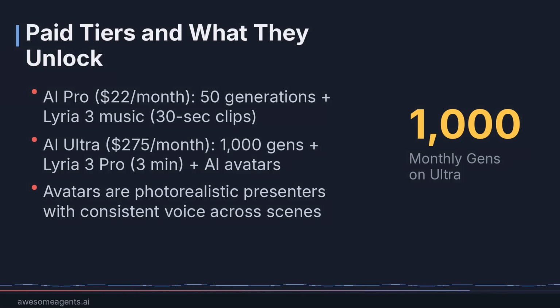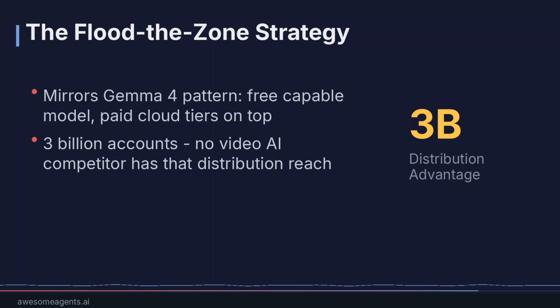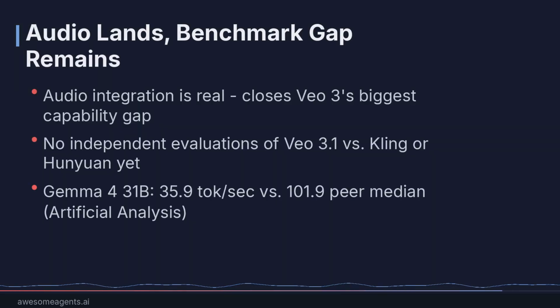It fits Google's pattern this month. Gemma 4 went open source under Apache 2.0. At the same time, free access to capable models with a path to paid cloud tiers on top. So the strategy is flood the zone with free access, make the free tier just good enough to show the product works, and capture people before they commit to a competitor. Exactly. 3 billion accounts is a real distribution advantage. No other video AI company has that surface area.